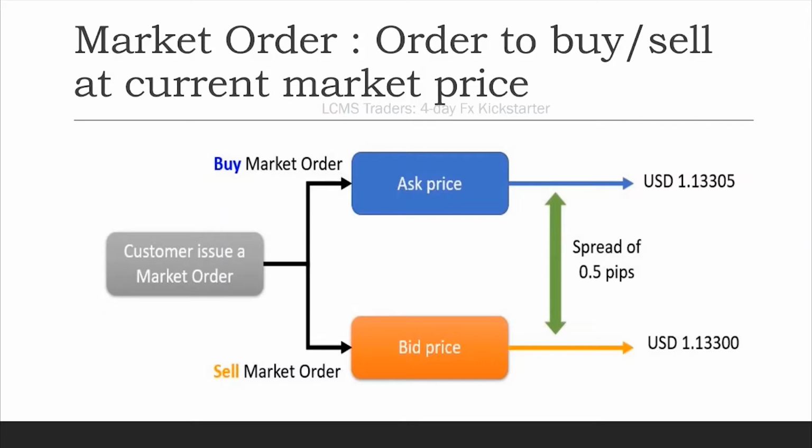Say for example, right now you're looking to buy, you can just click a buy market order. It will get you into a trade at 1.13305. It gets you in straight away. If you expect prices to drop, you could put in a sell market order and it will get you in at 1.13300 straight away. So if you're taking notes, make sure market orders get you in immediately, whether you're buying or selling, at the current market price.